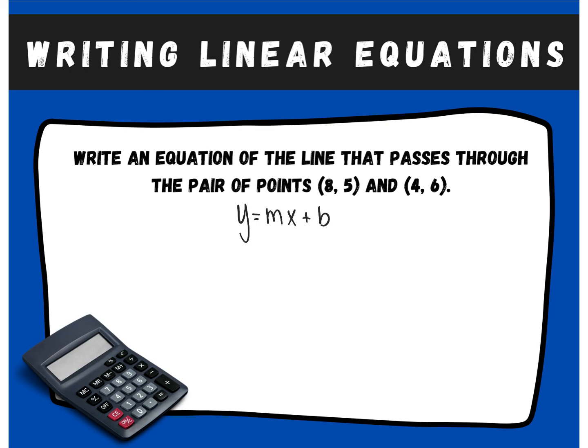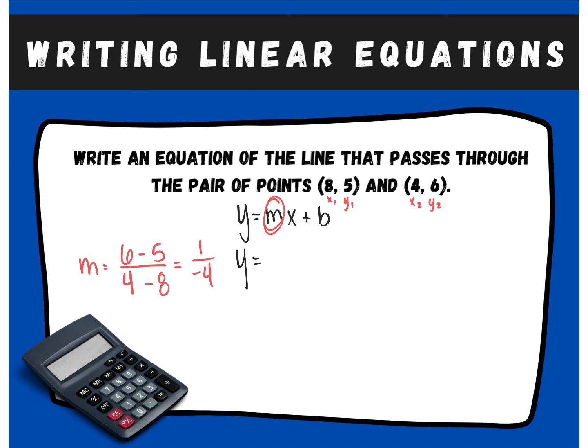The first thing we want to find is m. That's our slope. Now remember, we have a slope equation that can help us do that. We have x1 and y1, we have x2 and y2, and if we plug them into the slope equation, then we'll have an m that we can plug in. So let's see, y2 minus y1 over x2 minus x1. 6 minus 5 gives me 1, 4 minus 8 gives me negative 4, so my slope is negative 1 over 4.